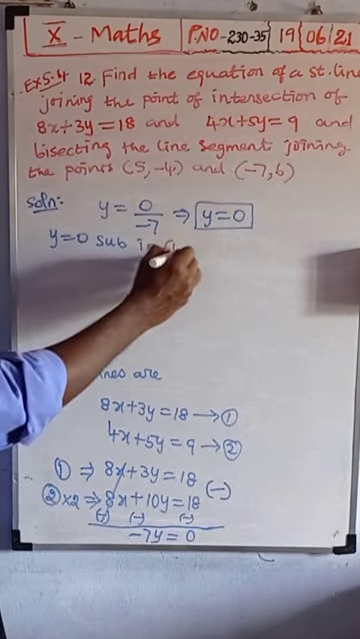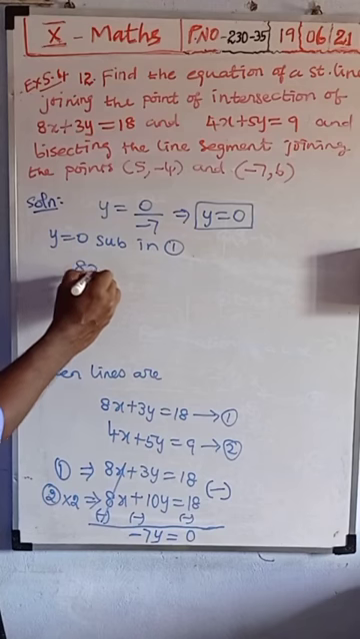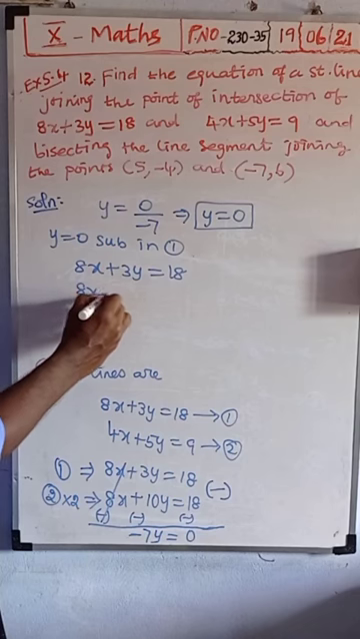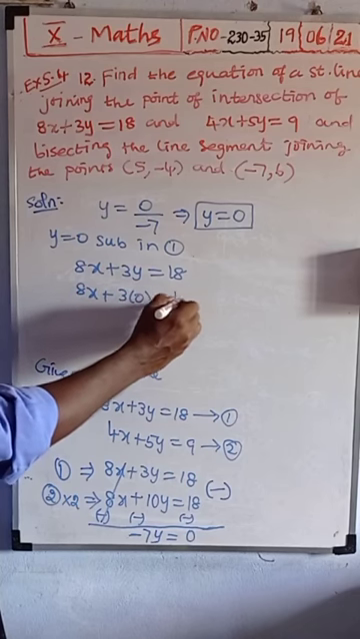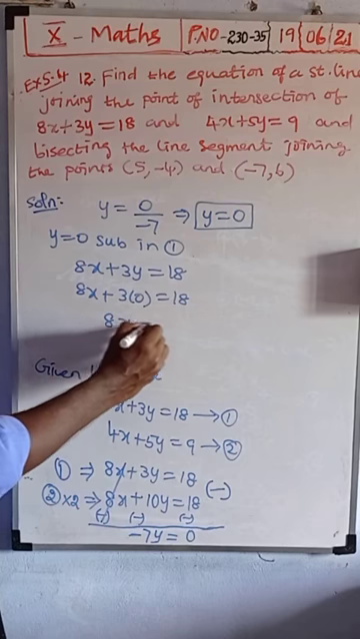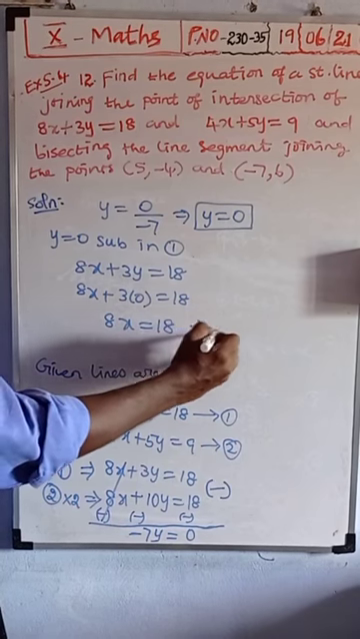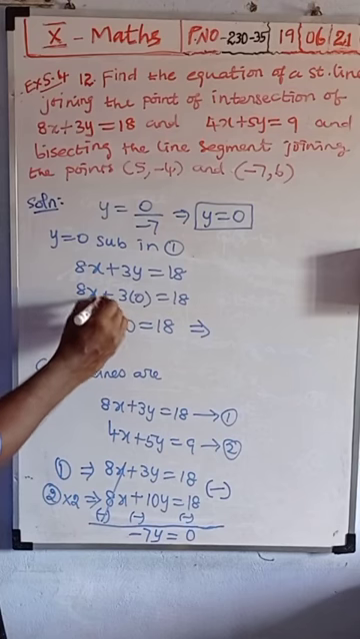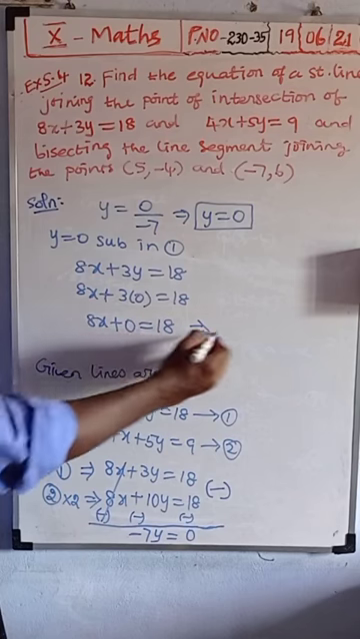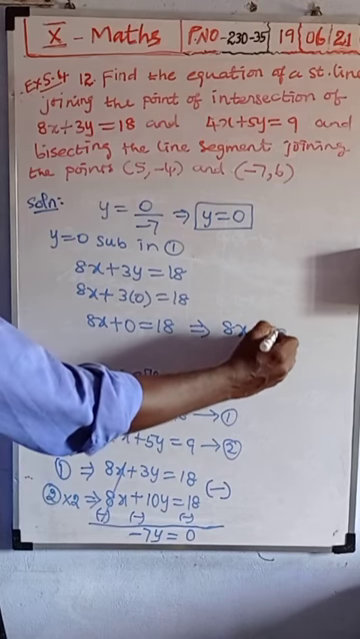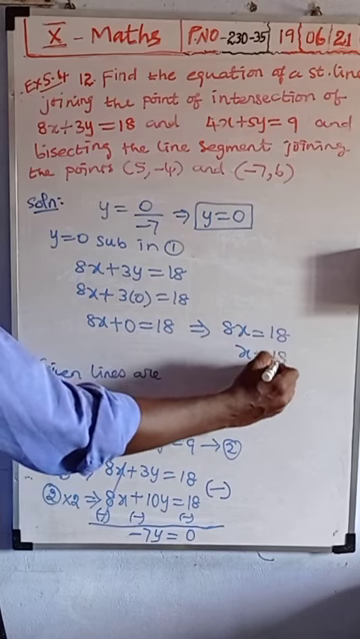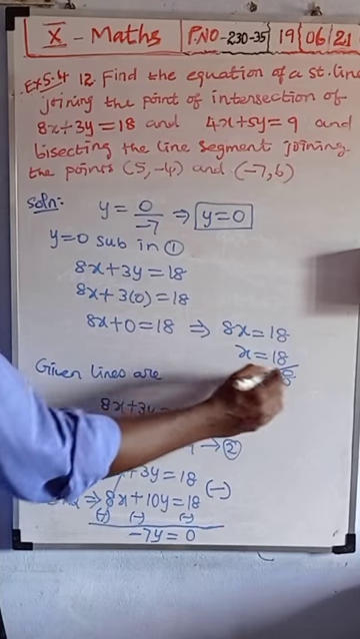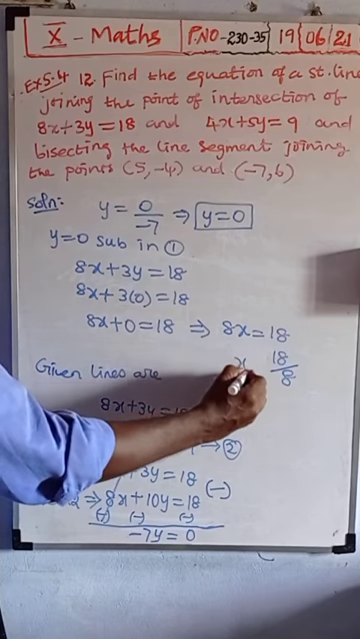Substitute in any one of the equations. So I substitute in equation 1, which is 8x plus 3y is equal to 18. Now 8x plus 3 into 0 is equal to 18. So 3 into 0 is 0. So 8x plus 0, 8x is equal to 18. X is equal to 18 by 8.